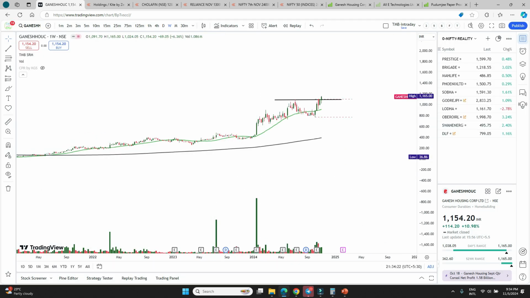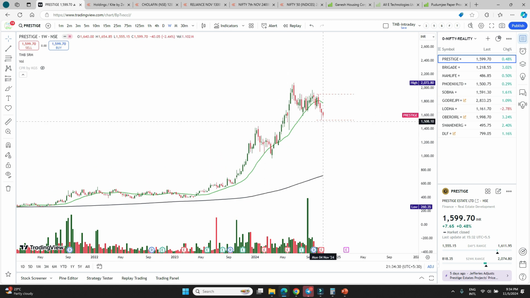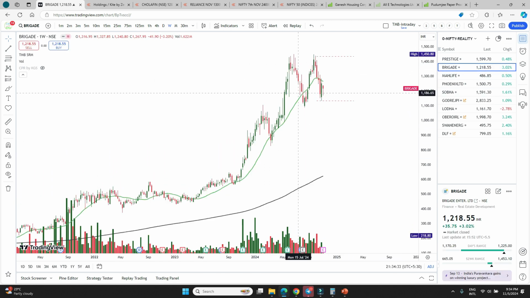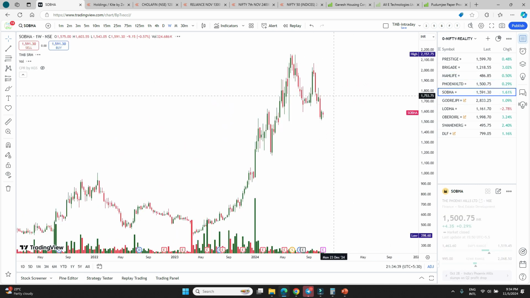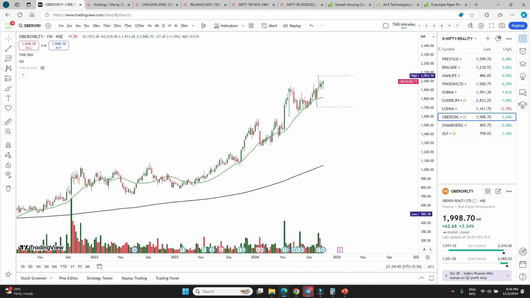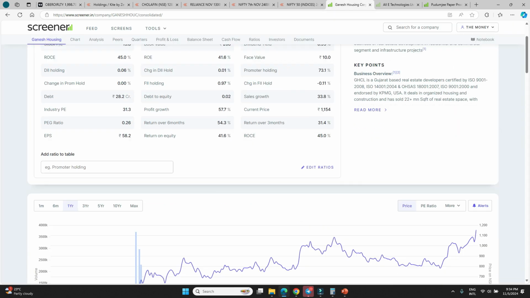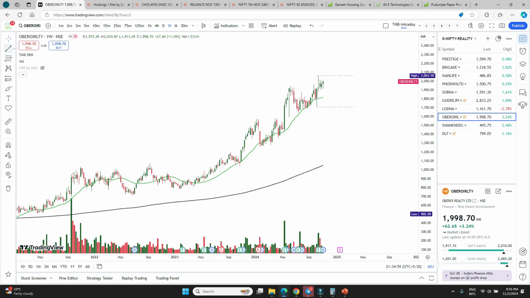In the realty sector, all the stocks traded in the green today. Since it went up extremely, it is coming down. This is also coming down, all of this is coming down. Godrej Properties is coming down. Lodha. Oberoi Realty, fundamentally, if we see here, is on par with the industry, and it is trading at an all-time high. There is no correction in this stock.